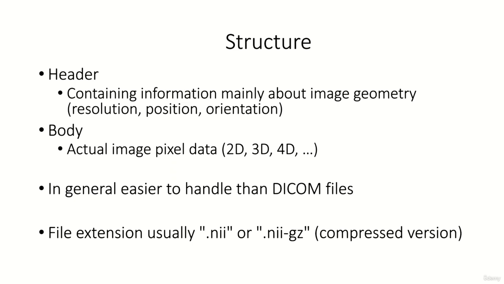The body also contains the actual image pixel data. Note that it contains the full volume when dealing with 3-dimensional or 4-dimensional data, and you only have to load a single file to get, as an example, a complete MRI scan. This makes it, at least in general, easier to handle than plain DICOM files. The file extension is usually .nii, or .nii.gz when handling a compressed NIfTI file.